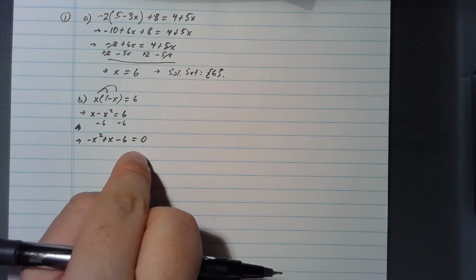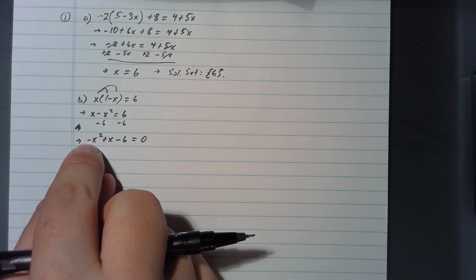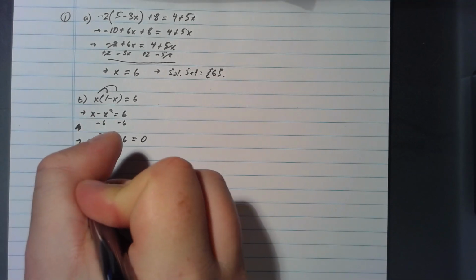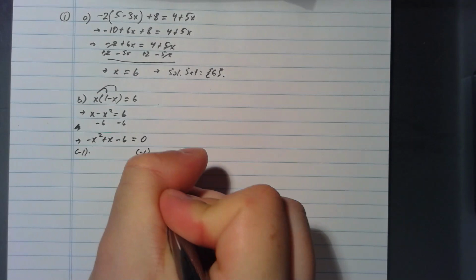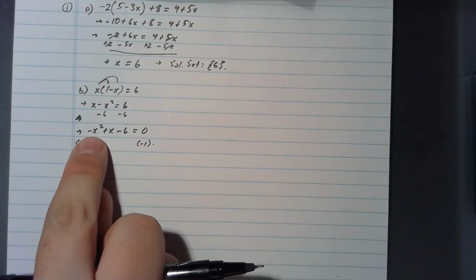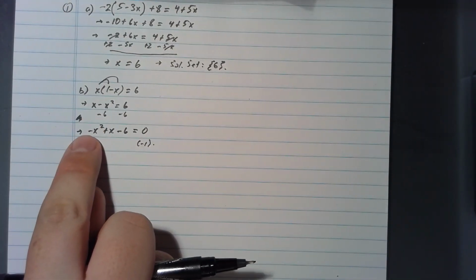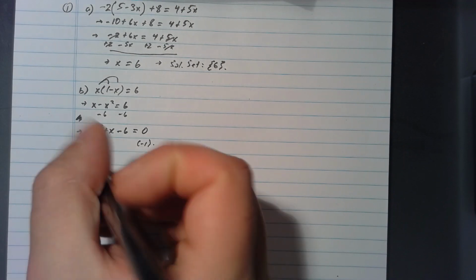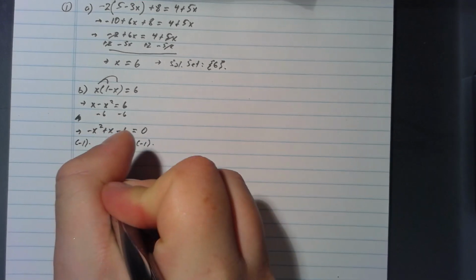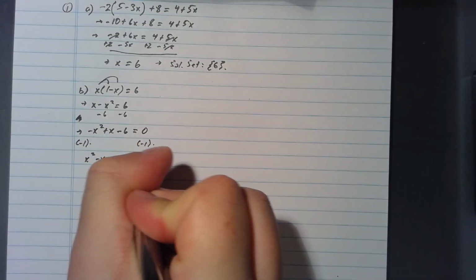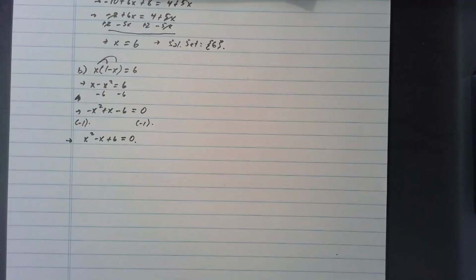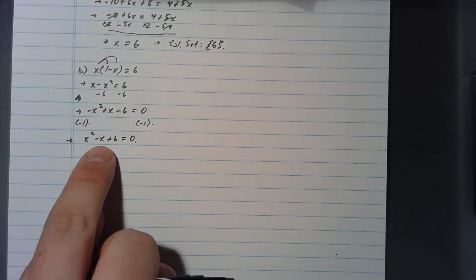Now it's not quite in standard form, because this is a negative x squared. I want positive x squared. So to do that, I'm going to multiply both sides by -1, because I don't want the leading term to be negative. So when I do that, I'm going to get x squared minus x plus 6 equals 0. That's what I have now. So now this is a quadratic in standard form.